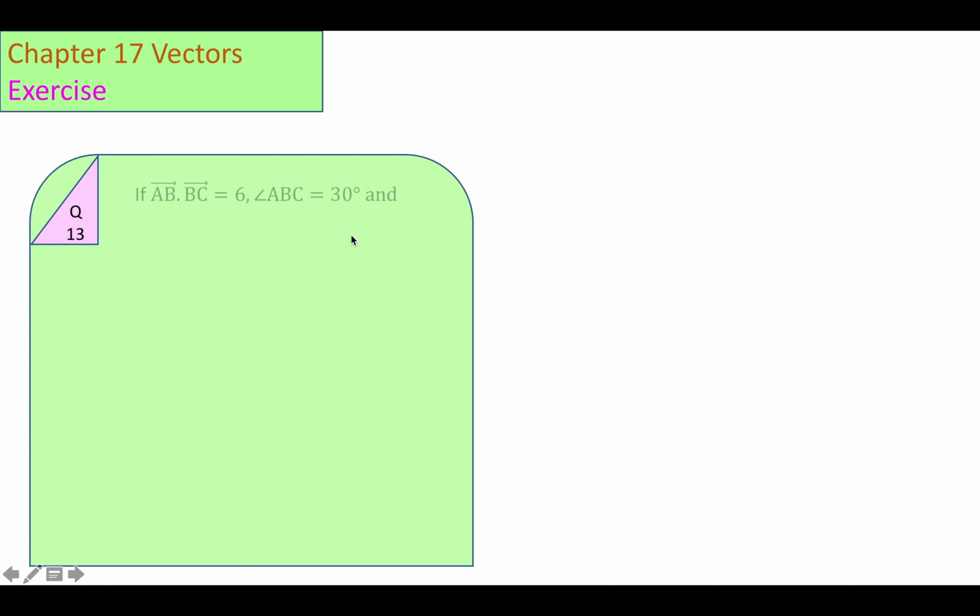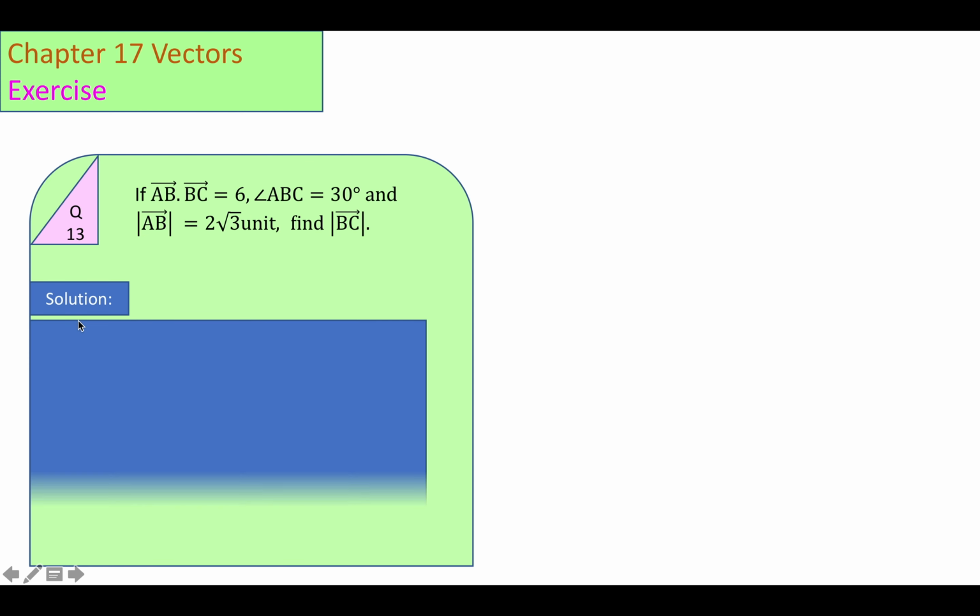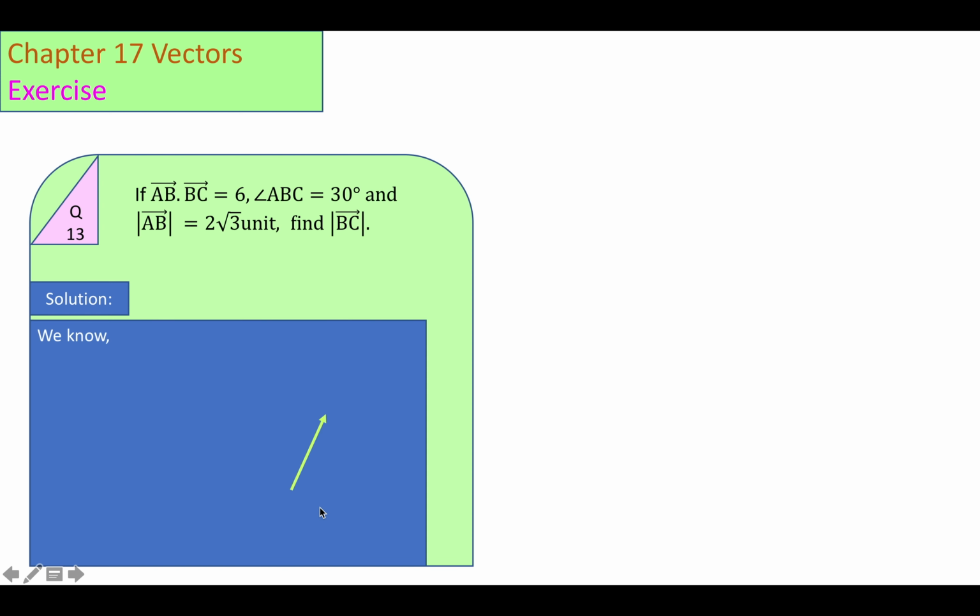If vector AB into vector BC equals 6, angle ABC equals 30 degrees, and magnitude of vector AB equals 2 root 3 units, find magnitude of vector BC. Solution. We know vector AB is given, and we have to find vector BC. Between vector AB and vector BC, the angle given is 30 degrees.